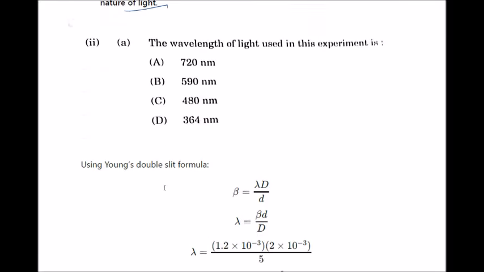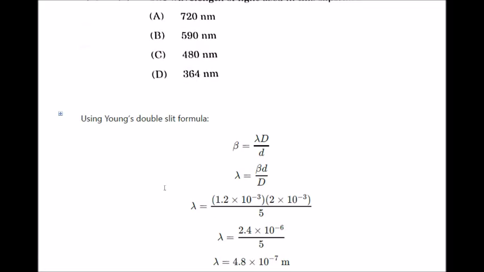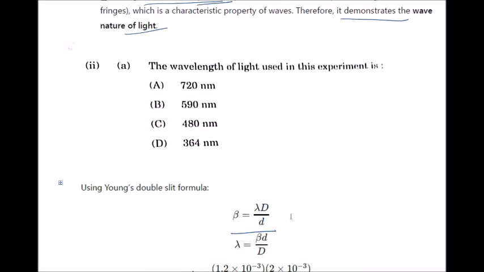In the second question, the wavelength of the light used in this experiment. Here also Young's double slit formula, beta is equal to lambda D divided by small d. Substituting the values, we will get 480 nanometer. That is the option C. That is the correct answer.